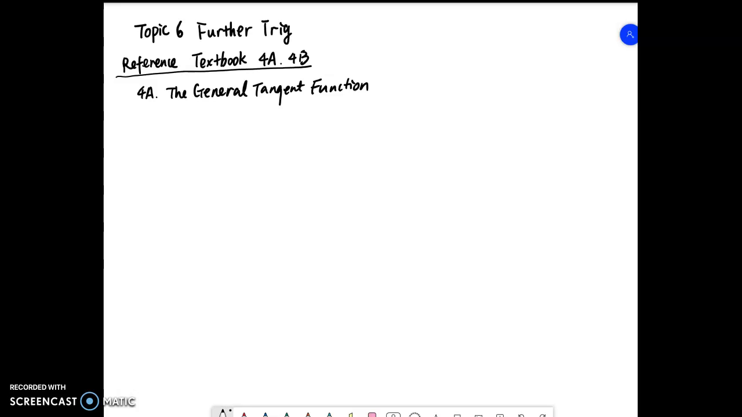the stuff that we learned from term 2, which is the Specialist textbook 4A and 4B. And maybe even a bit more. We'll see how we go, okay? So 4A is the general tangent function. We all know that the tangent function is y equals tan x, but a more general form is y equals a tan(bx + c) + d. We know that a is not 0, because otherwise it would not be a tangent function.